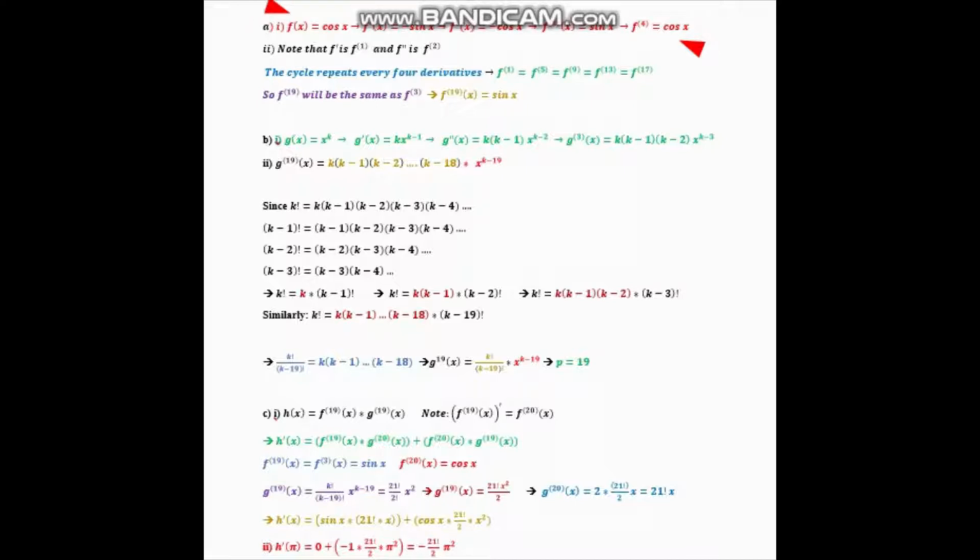Hence, f5, the fifth derivative, which is not written here, shall be exactly the same as f dash, the first derivative, which we shall call f1 from now on. So f1 is going to be the same as f5. f2 is going to be the same as f6, and so on and so forth. Next, you are required to find the 19th derivative of f of x.